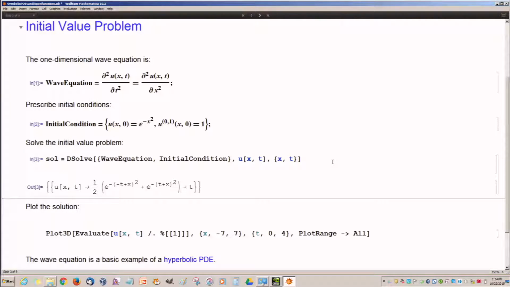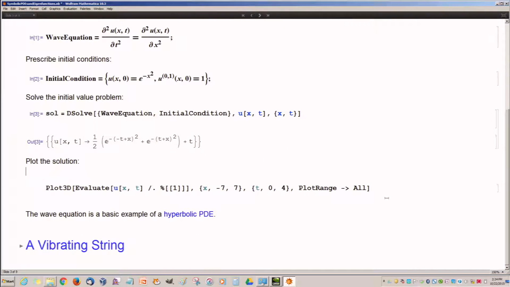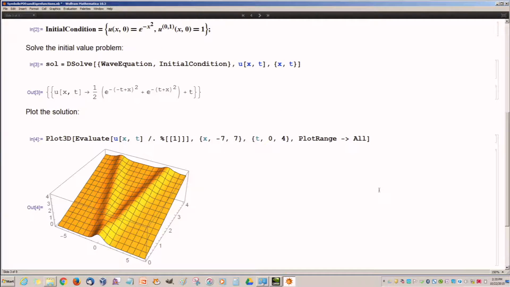In fact, it was solved by D'Alembert several centuries ago, and that's the solution. So the first part, the exponential terms, are coming from the initial condition over here, and the t is coming from the initial velocity. Okay, so having got the solution, I now plot it, and that's a nice plot.